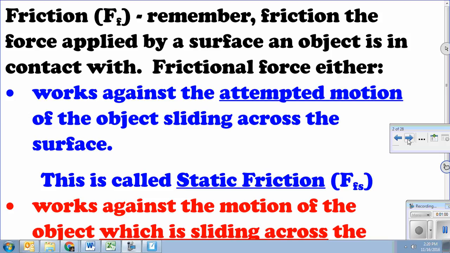So there are two types of friction. Static friction is friction that works against the attempted motion. It occurs before the object has started sliding. So if I go over here and try to slide my desk, static friction is preventing it from moving, because I'm not exerting enough force to overcome that static friction.